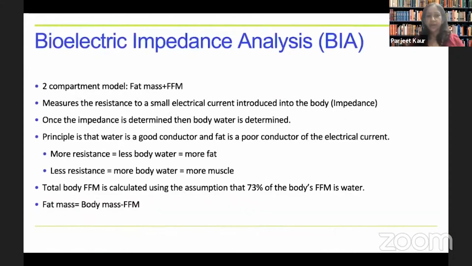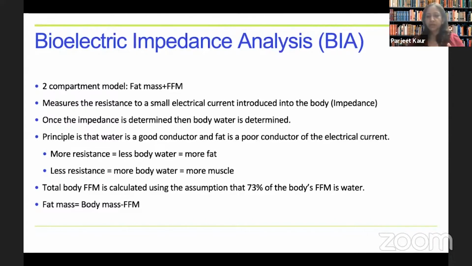Coming on to the bioelectric impedance analysis, it again is based upon the two-compartment model that divides the body into fat mass and the fat-free mass. So what this does is a small electrical current is introduced in the body, and the resistance of this electrical current is measured, which is impedance. The principle is that the more the water, the less the resistance, and the more the fat, the more the resistance. So the total body fat-free mass is calculated by this resistance.